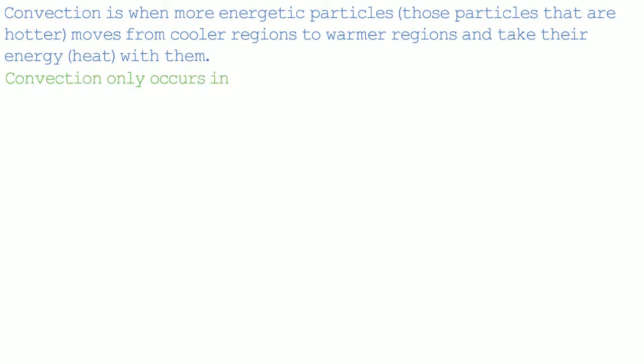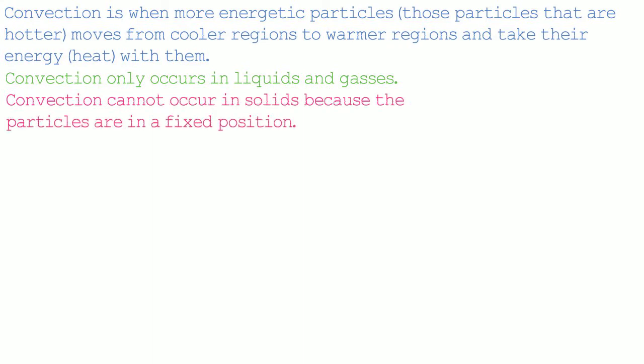Convection only occurs in liquids and gases. This is because the particles in liquids and gases are able to move around. Convection cannot occur in solids because the particles in solids are in a fixed position, and convection relies on the particles being able to flow and move around.